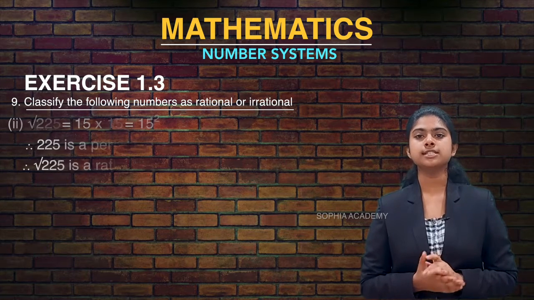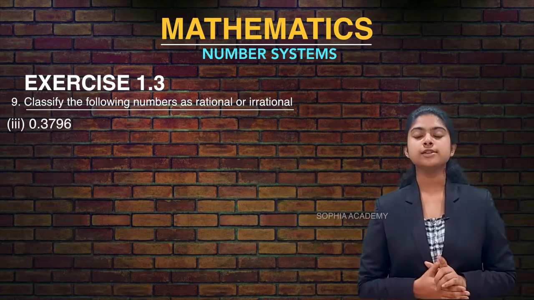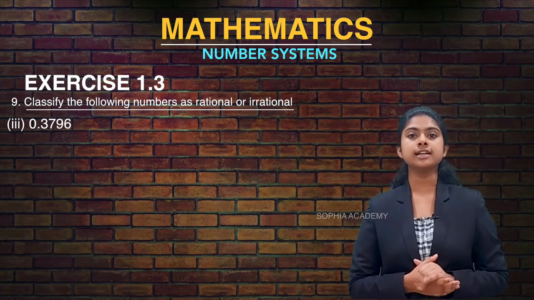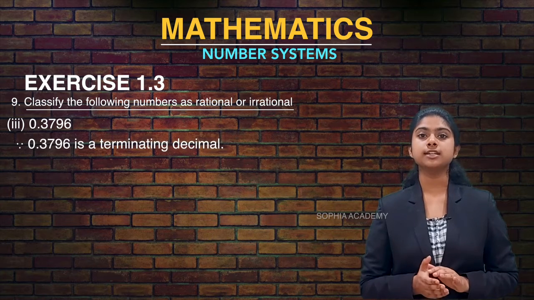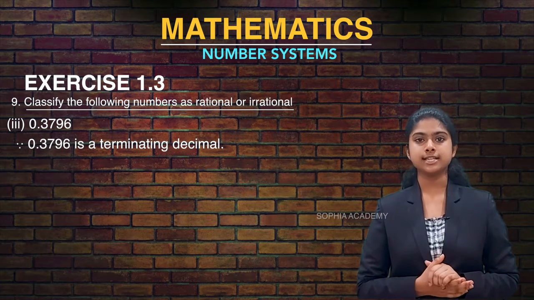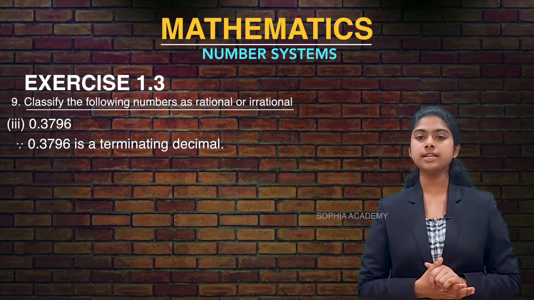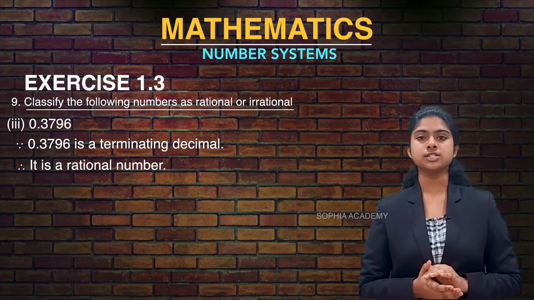So moving to the third subdivision, 0.3796. Looking into the question, it is clear that this number is a terminating number, that it comes to an end after the digit 6. That is, 0.3796 is a terminating number, and hence it is a rational number.